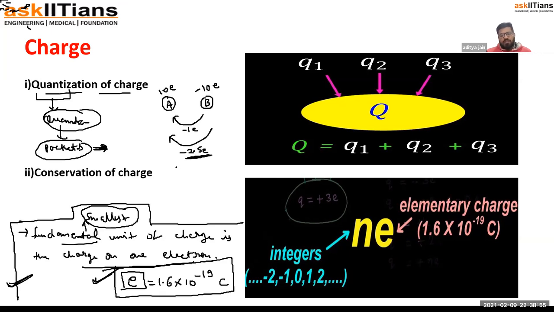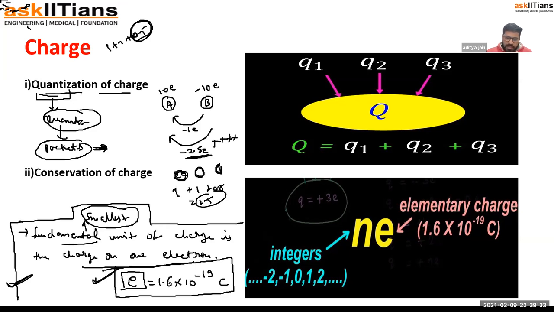So what does this minus 2.5 say? It says 2 complete electrons and half an electron. That will make 1 plus 1 plus half, that is 0.5, which equals 2.5. This is not possible, because the charge of an electron cannot be broken. It is indivisible. So you cannot break a charge.